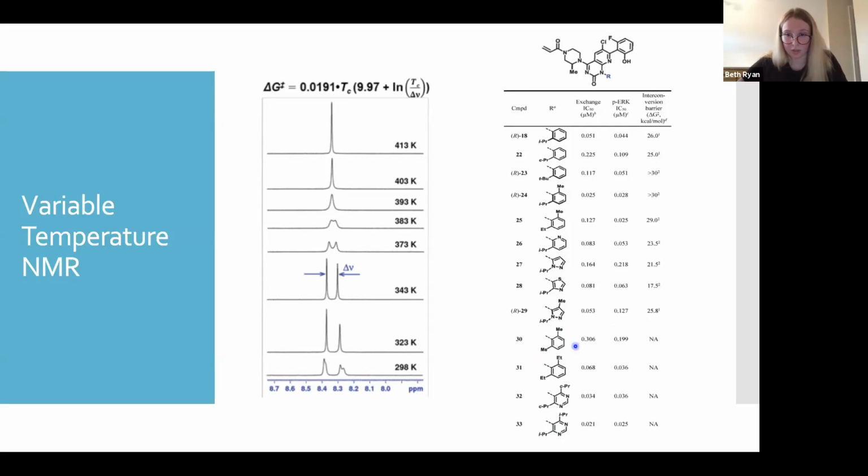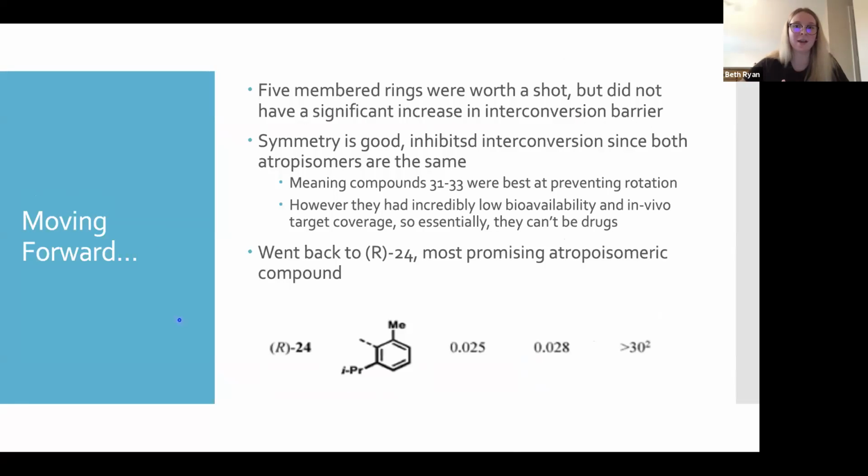So originally they started out with just methyl groups, and they realized that that wasn't ideal because they needed that more bulky substituent down at the bottom where the isopropyl usually is. So as they increased the size of these substituents, that potency increased as well. So you would think that they would go with compounds 31 through 33. However, they realized once again that 5-member rings were worth a shot, but they didn't have a significant increase in the interconversion barrier. And then that symmetry is good because that interconversion barrier doesn't exist because of the same compound. So compounds 33 were the best at preventing rotation because it doesn't matter if you rotate it.